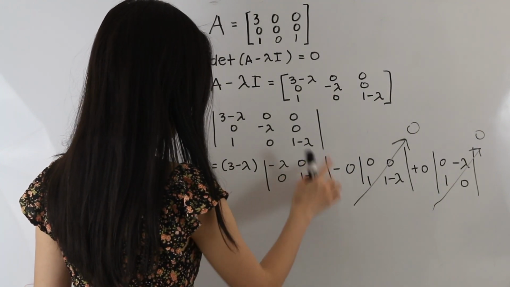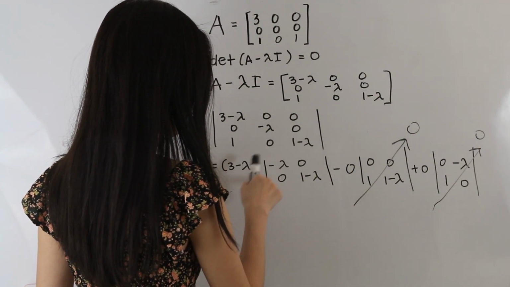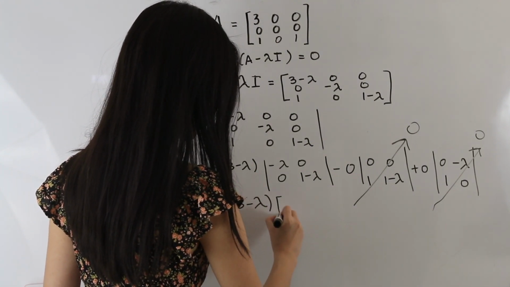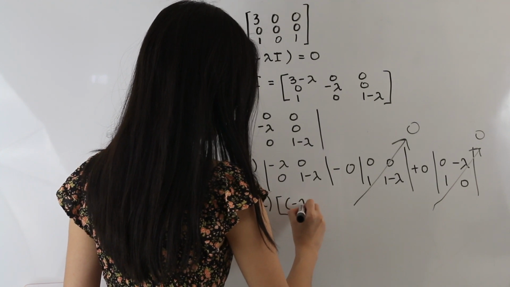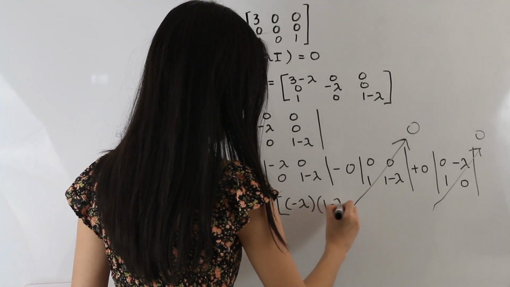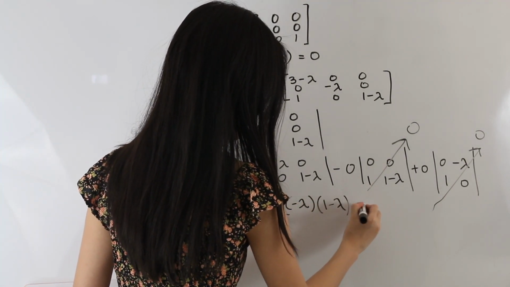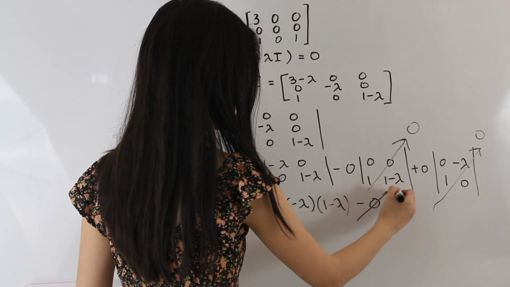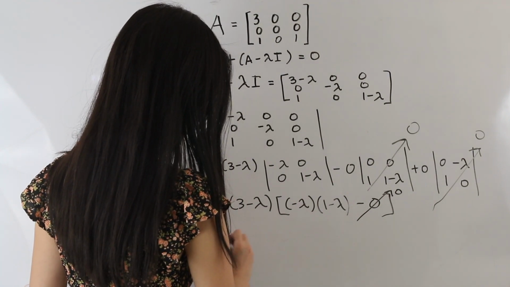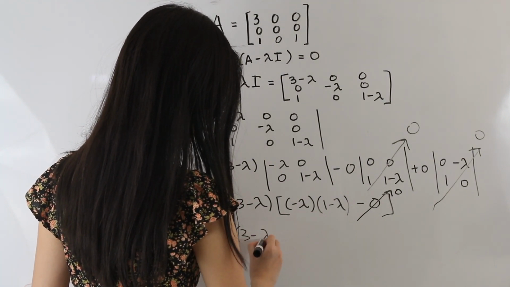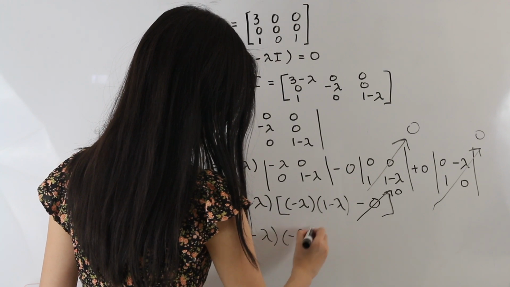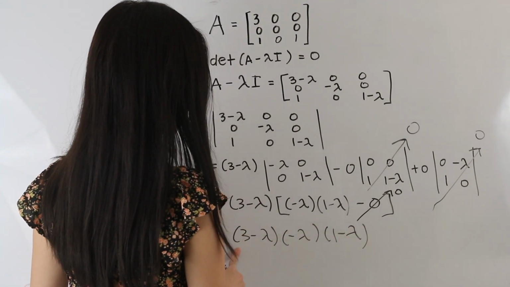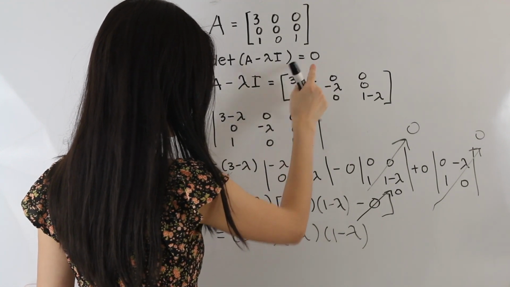So taking the determinant of this and multiplying it by this here, we have 3 minus lambda, and then we have minus lambda, 1 minus lambda, minus 0. And so this just cancels out into 0, and we're left with 3 minus lambda and 1 minus lambda. And we know that this is equal to 0 from here.